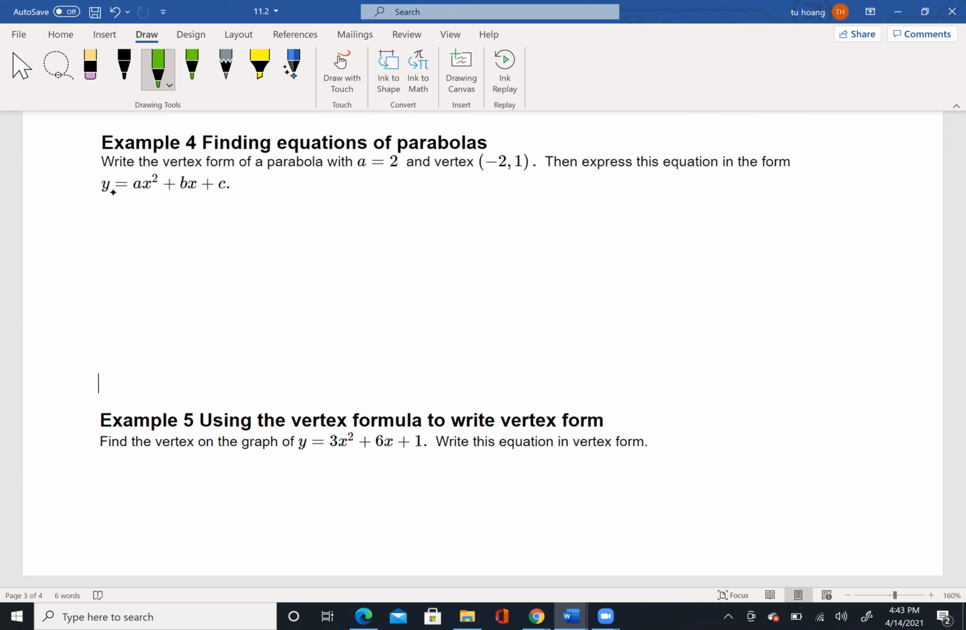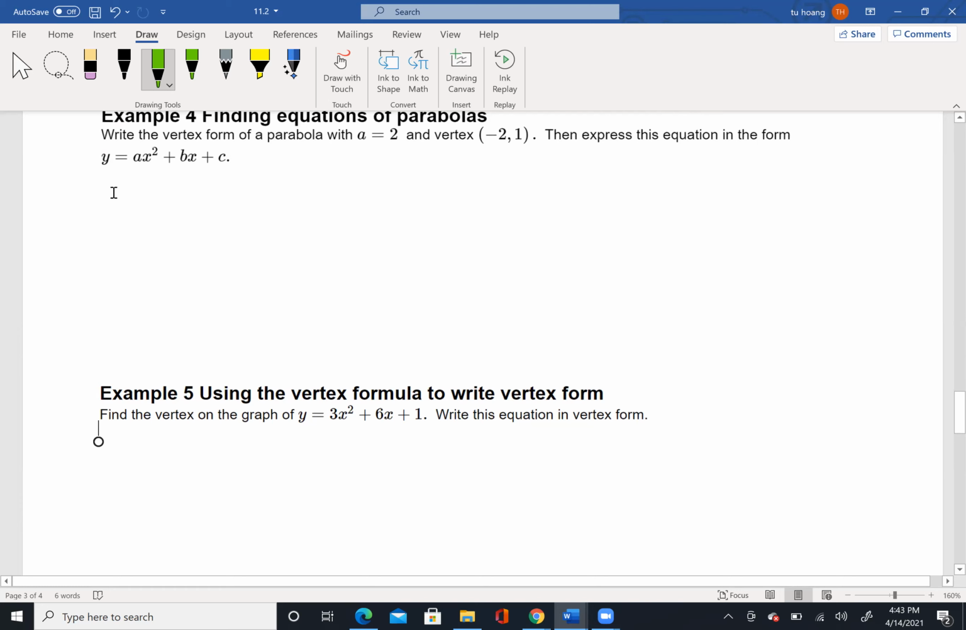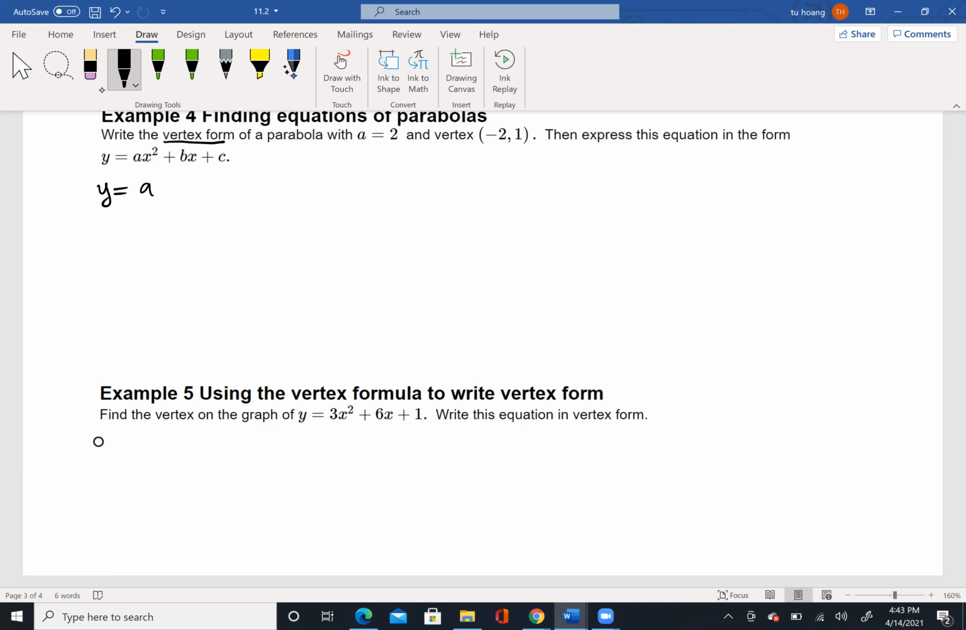So we want to find the vertex form of a parabola with a equal to 2 and vertex equal to (-2, 1). So you should know that the vertex form of a parabola is y equal to a times (x minus h) squared plus k. Okay.